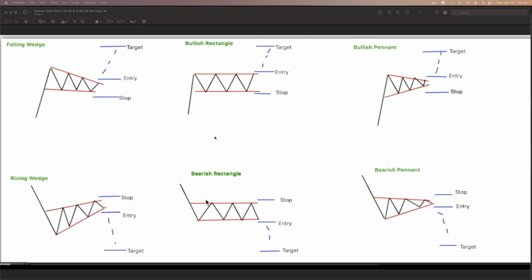This morning, I'd like to talk about some chart patterns. And these are very basic chart patterns, but they are good to memorize and keep in the back of your mind as you're trading. One of the most ridiculous things about people who teach chart patterns is that they'll go to these charts and they'll be like, oh, look, here's a falling wedge, here's a bearish rectangle, here's a bullish pennant.